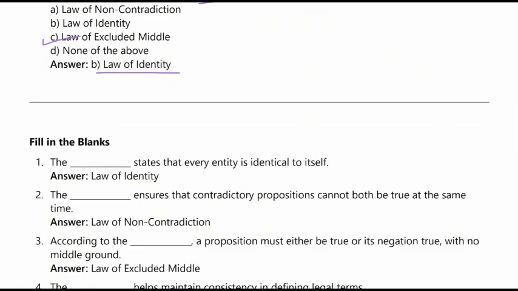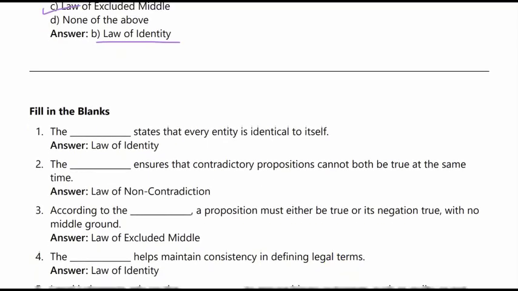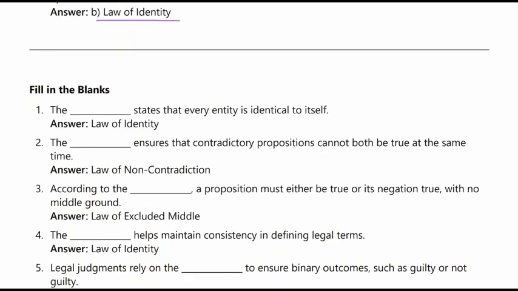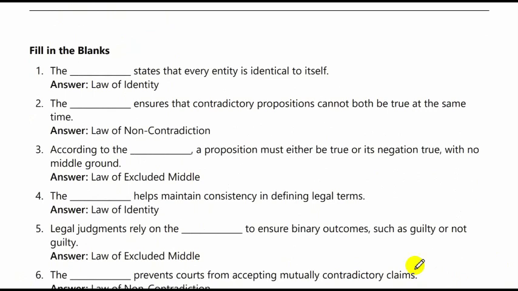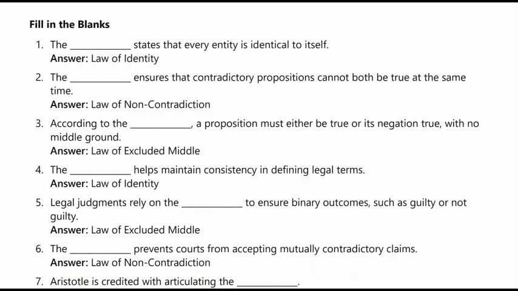Excuse me, I'm not able to hide the answers. That's okay. The dash helps maintain consistency in defining legal terms. The law of identity. Legal judgments rely on the dash to ensure binary outcomes such as guilty or not guilty. So this is the law of excluded middle. The dash prevents courts from accepting mutually contradictory propositions. The law of non-contradiction. So I'm giving the answers before reading the question itself. So the same can be done. You also can be doing the same thing.